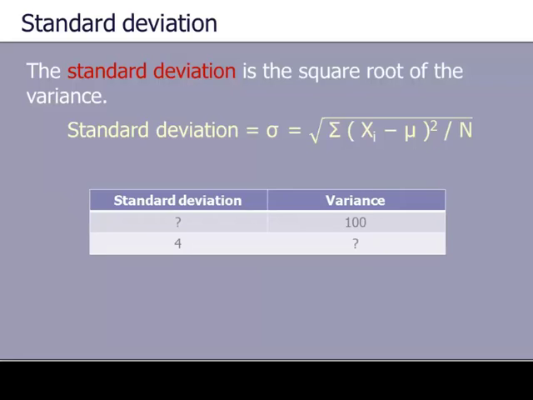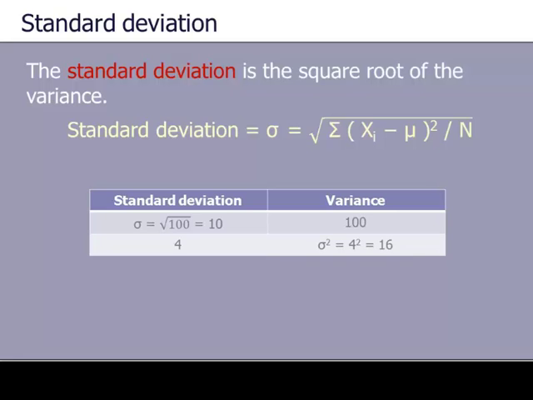If the variance of a set of data was 100, what would be the standard deviation? Since the standard deviation is the square root of the variance, the standard deviation would be the square root of 100, which is 10. If the standard deviation were 4, what would be the variance? Since the standard deviation is the square root of the variance, the variance is the square of the standard deviation. So if the standard deviation were 4, the variance would be 4 squared, or 16.